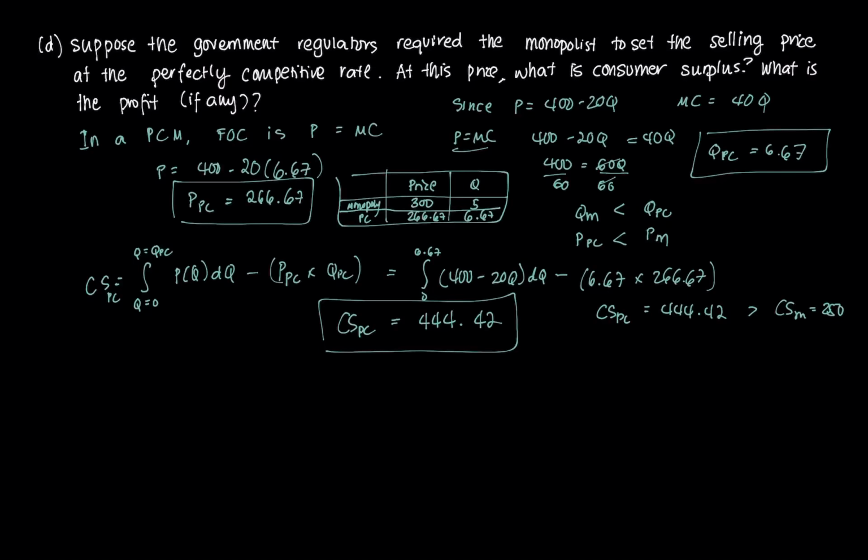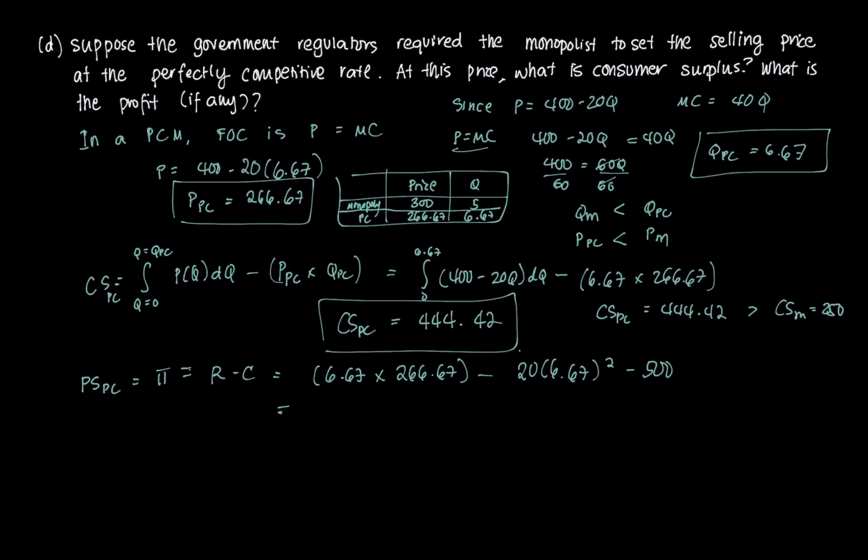Then we can calculate the producer surplus in a perfectly competitive market. So that's just profit, right? And that's equal to revenue minus cost. So this is going to be equal to 6.67 times 266.67 minus our cost function. Our cost function in this problem is 20 times 6.67 squared, minus 500. So that's already in level form.